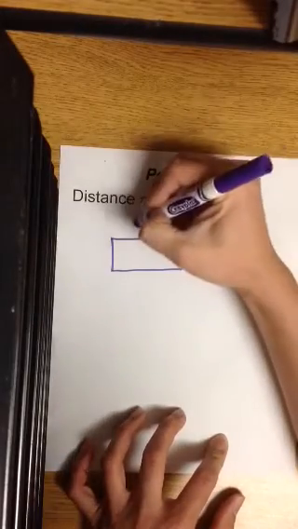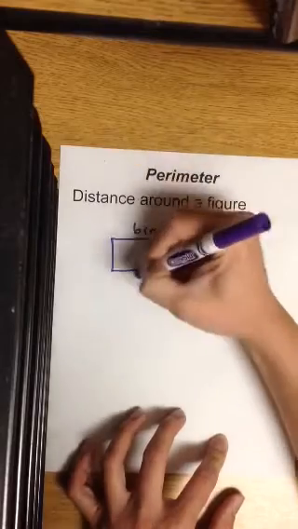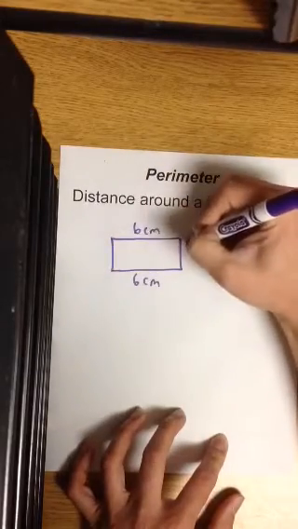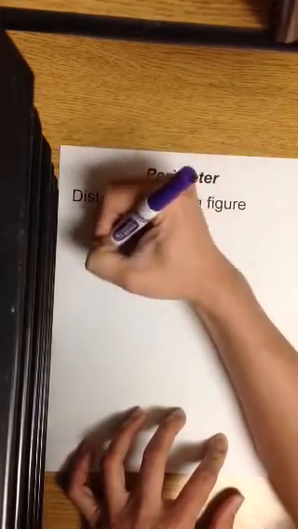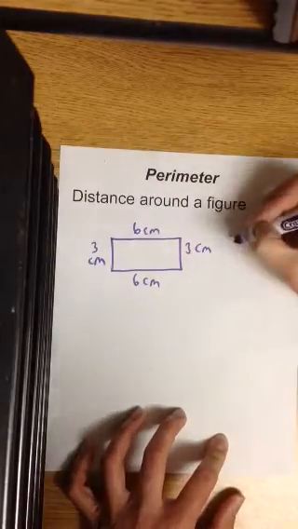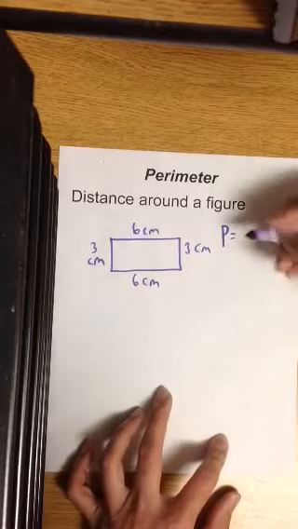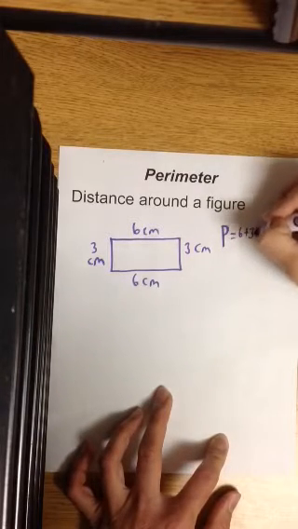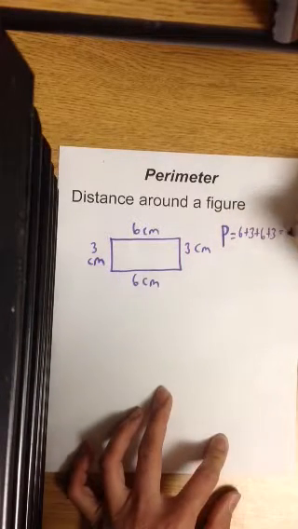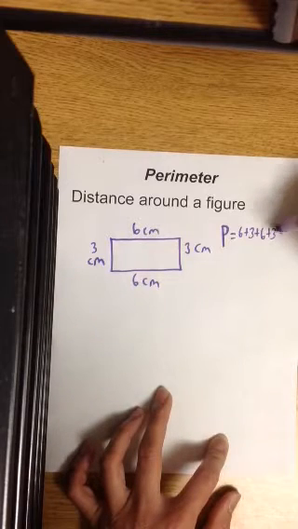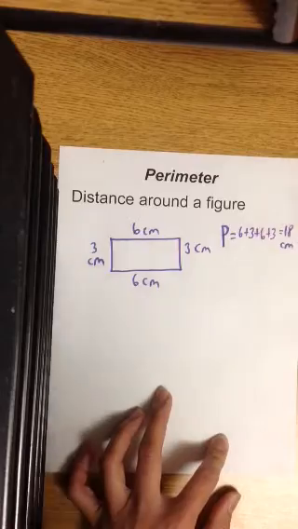For example, if this is 6 centimeters, 6 centimeters, and this is 3 centimeters, 3 centimeters, the distance around it, P, that's the abbreviation for perimeter, is 6 plus 3 plus 6 plus 3. 6 plus 3 is 9, twice of it is 18 centimeters.